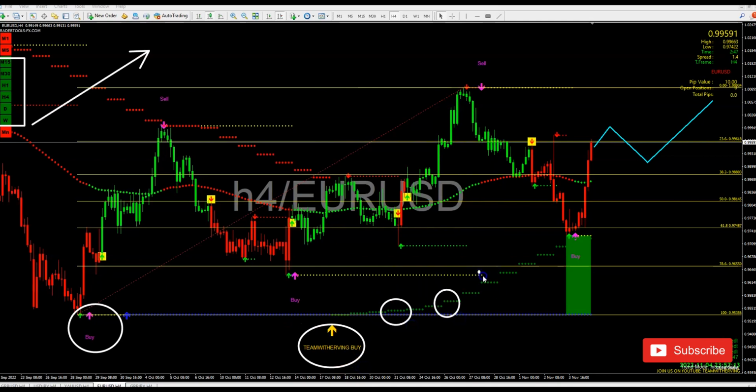Look at the stairs. Boom, boom, boom, boom, boom. Market is going on that buy position, and that is beautiful, guys, to be honest. It's huge.